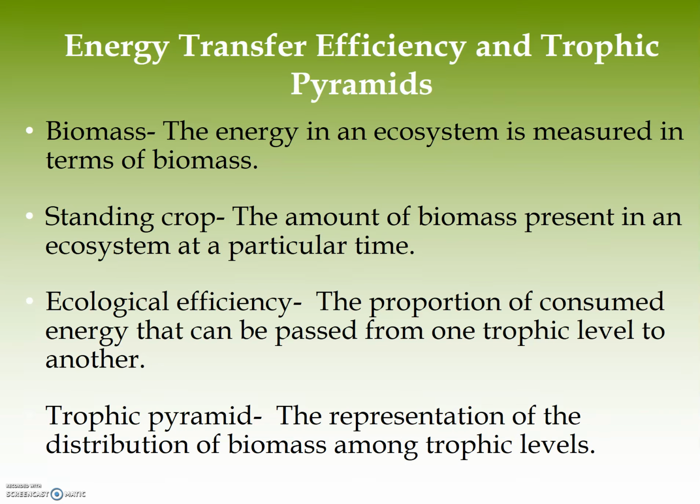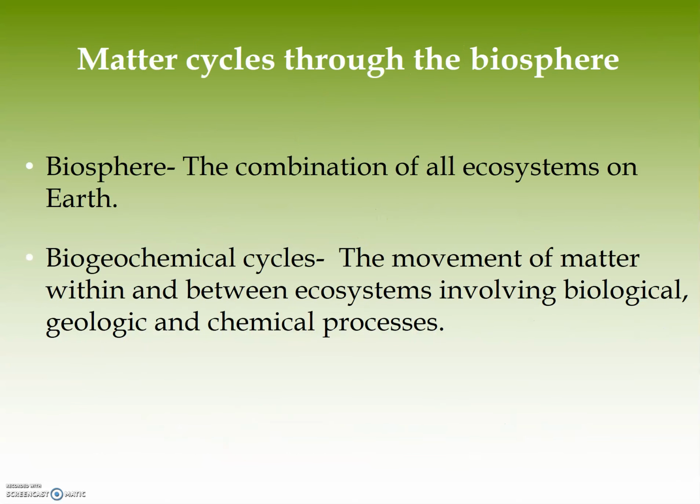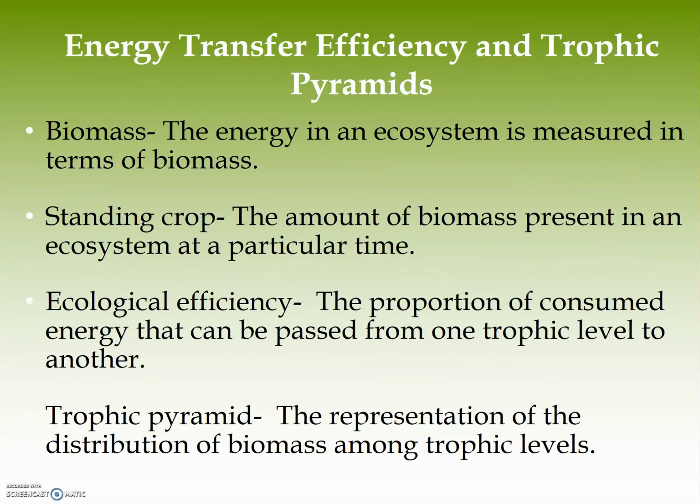Ecological efficiency is the proportion of the consumed energy that can be passed on from one trophic level to another. And this is the idea I was speaking with earlier. This is that 10% rule. Only 10% of that energy can be passed from one trophic level to another. And then the trophic pyramid is the representation of the distribution of biomass among trophic levels. So that was that sort of pyramid showing, we were looking at the bottom, producing a certain amount of joules of energy, moving our way up to our primary consumers, and then our secondary consumers.